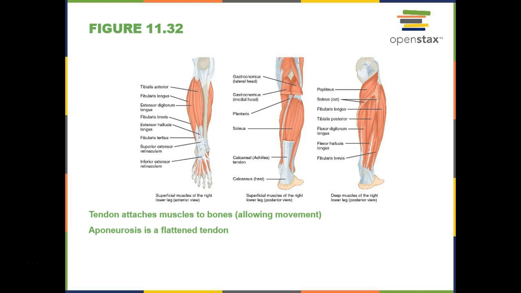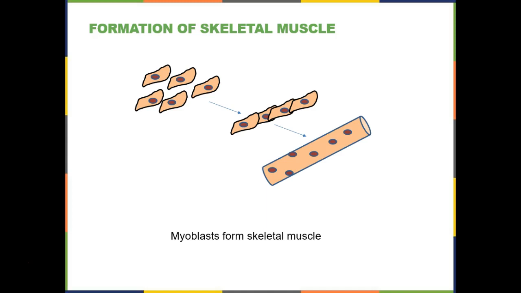You have flattened tendons on the top of your head and around your wrist and your ankles. So what are muscles composed of?